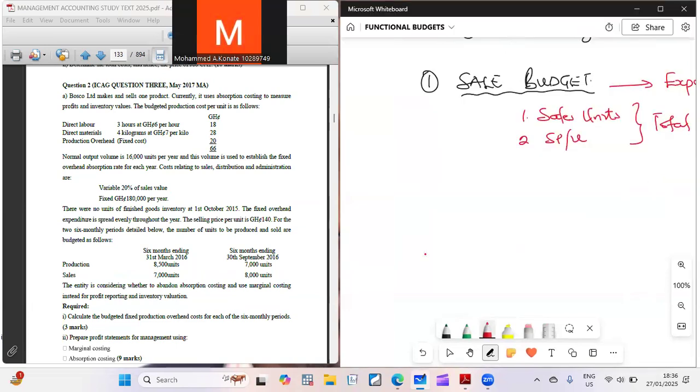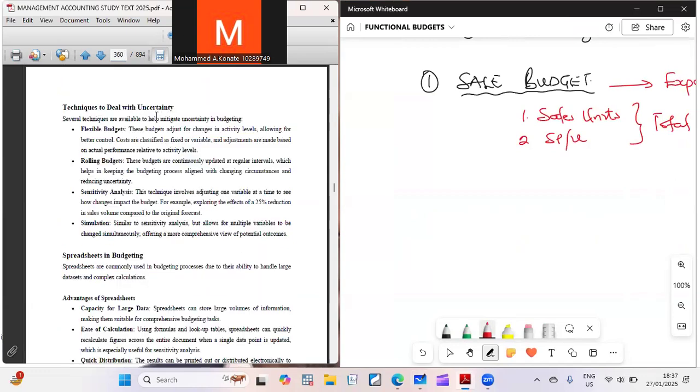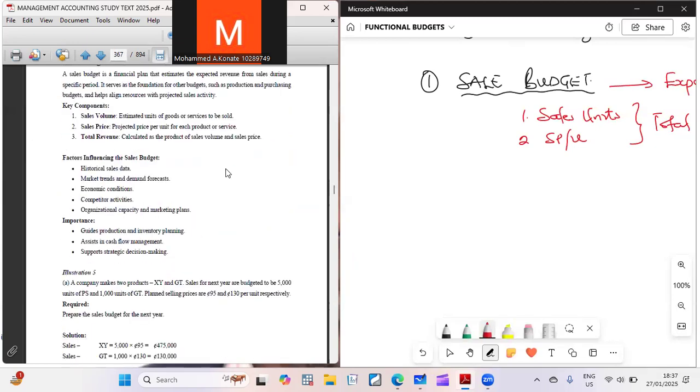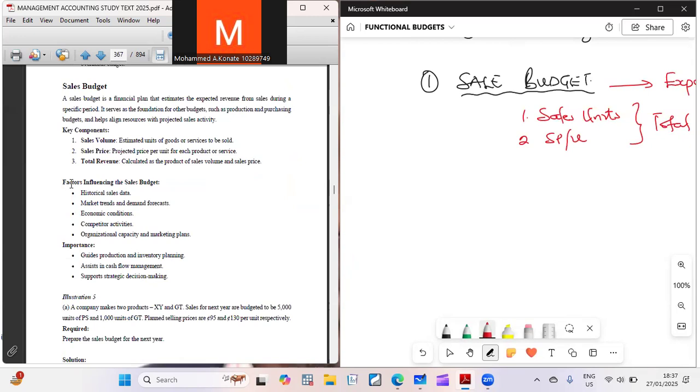Okay, so let me go to the pages of budget. All right, so this is the sales budget. Like I was saying, there are factors that affect the sales budget. Historical sales data will tell you whether you can sell more or you can sell less. The market trends of demand also will affect it because we need to know how much people are willing to buy. Economic conditions: are the salaries of people good so that they are able to buy more.